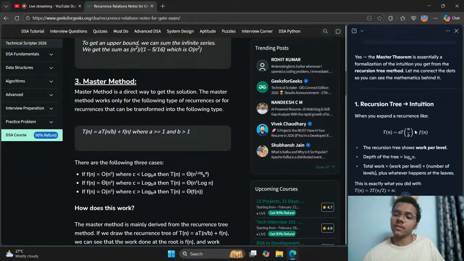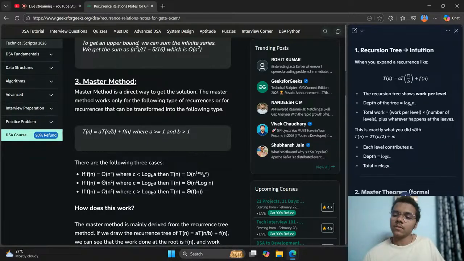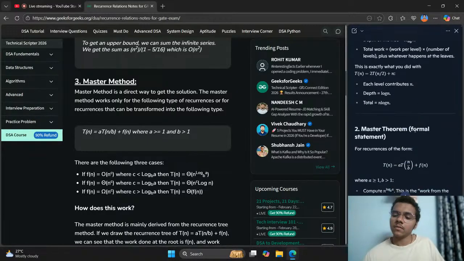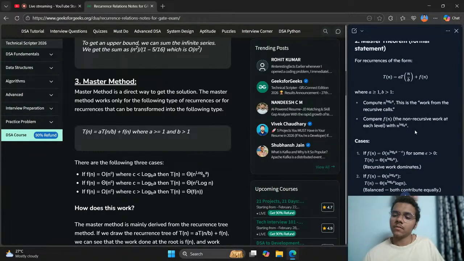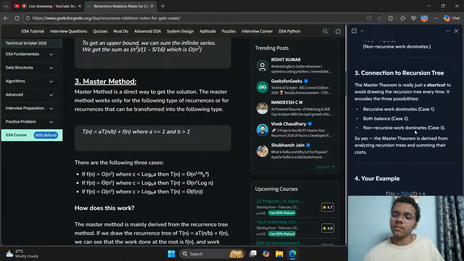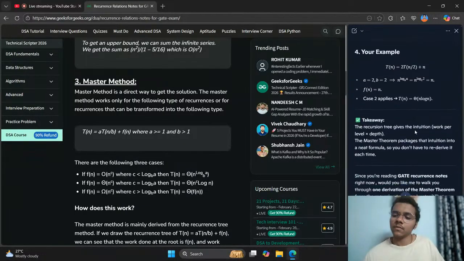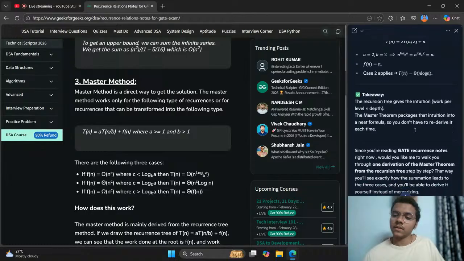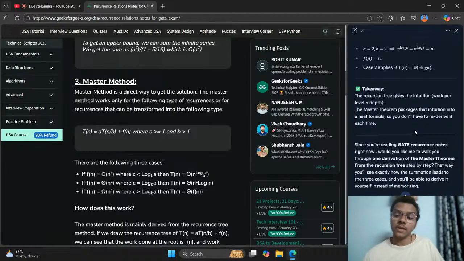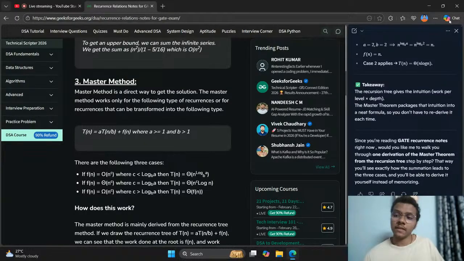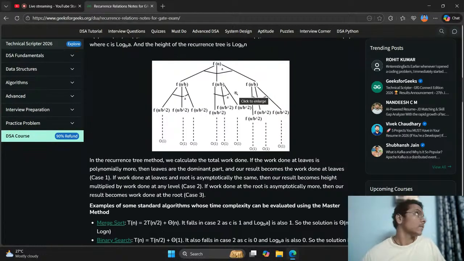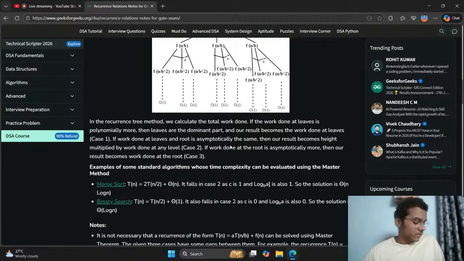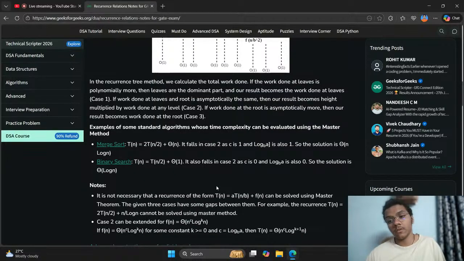Let us connect the dots. The recursion tree gives intuition: work per level into depth. The master theorem packages that intuition into a neat formula so you don't have to rederive it each time. That is the entire philosophy behind the math formula, so that you don't reinvent the wheel. And it is not being told like that.